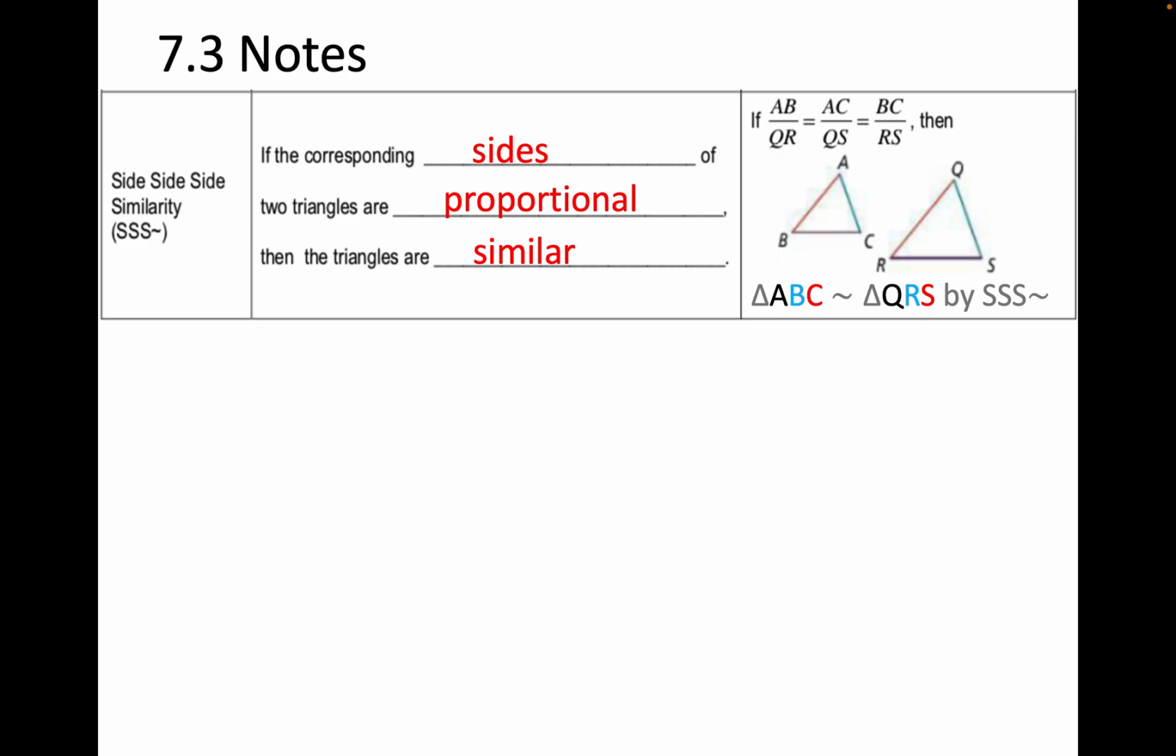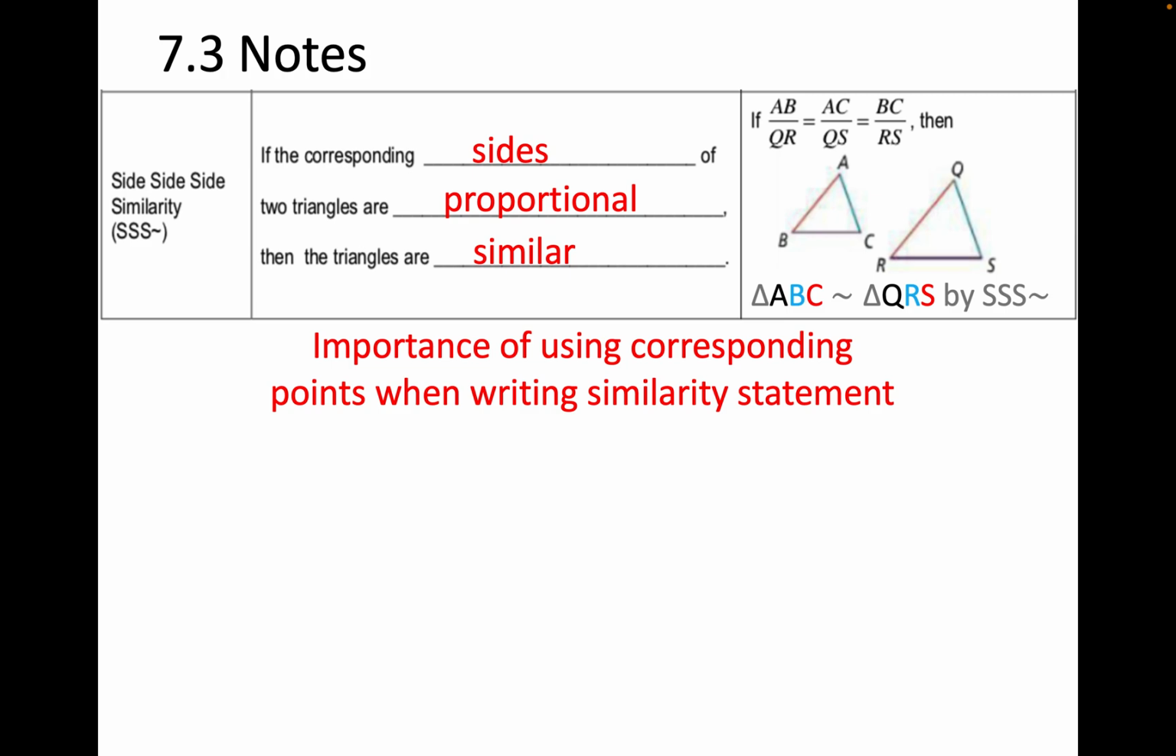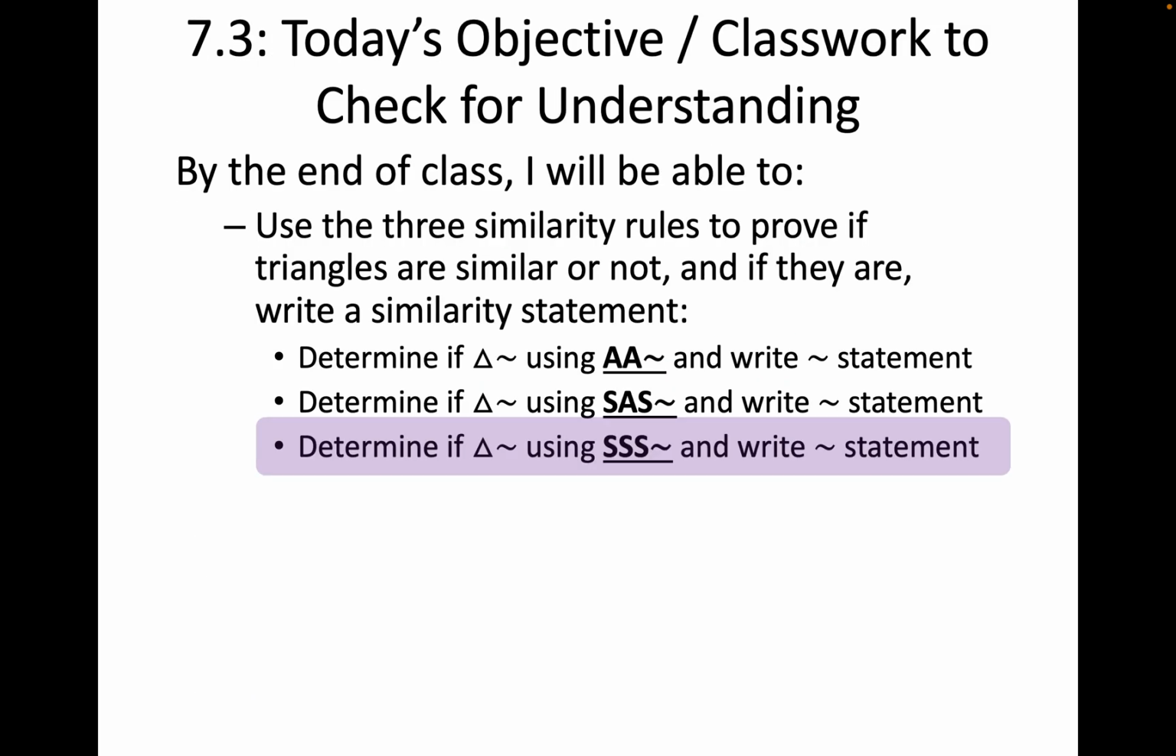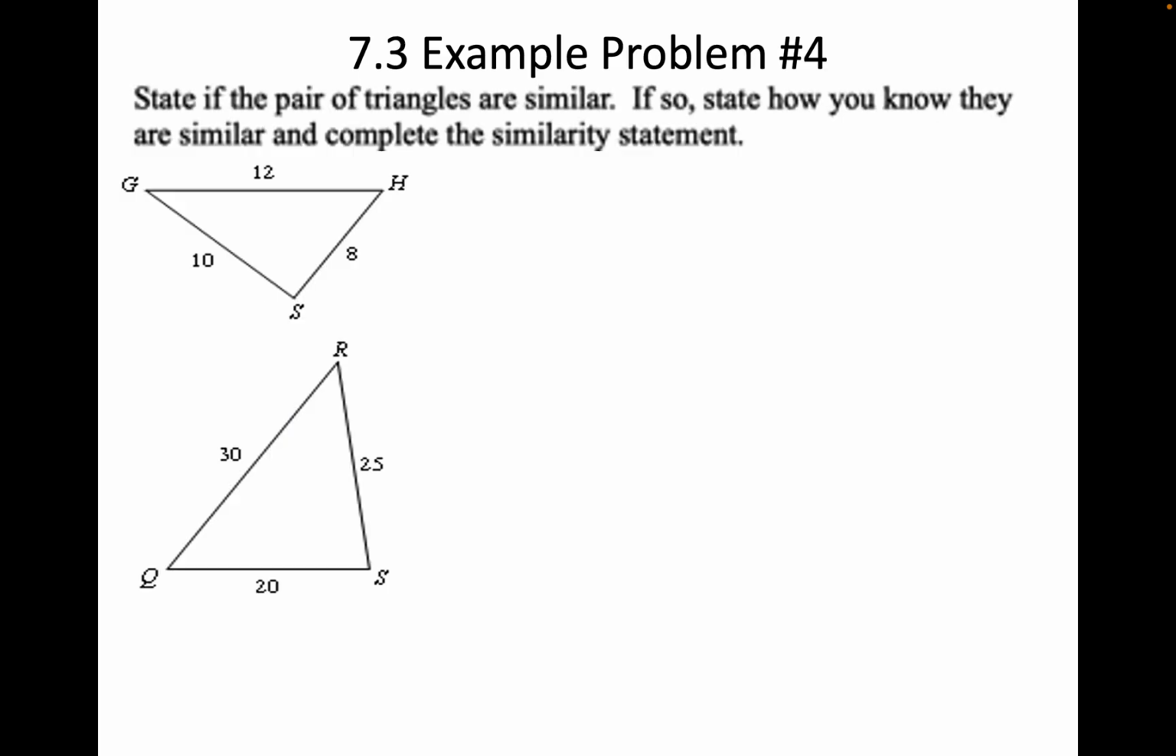And they'd be congruent by side, side, side. And once again, you can use any of these 6 examples so long as the corresponding vertices of the triangle are in corresponding places in the similarity statement. All right, let's look at our third objective, which is to use side-side-side similarity to determine whether two triangles are similar, and if so, write a similarity statement.